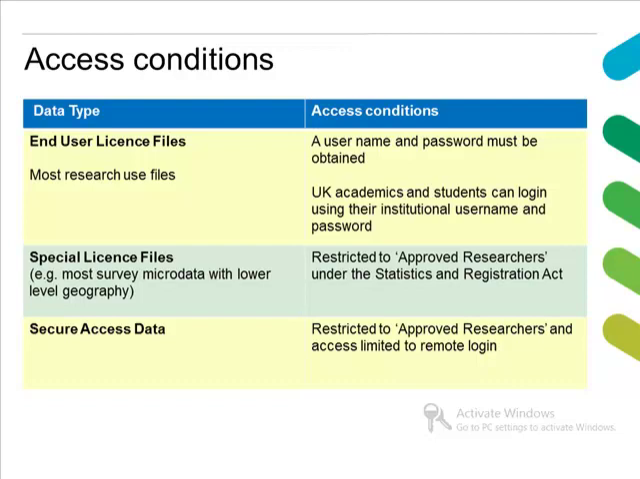The secure access data, there's not that many of those, but you have to jump through a lot more hoops to get that kind of data. It's not to say that you can't get it, but it's quite a lot harder. The vast majority of people who use our data do just download the end user license data because they don't actually need the extra variables that appear on special license or secure access data.